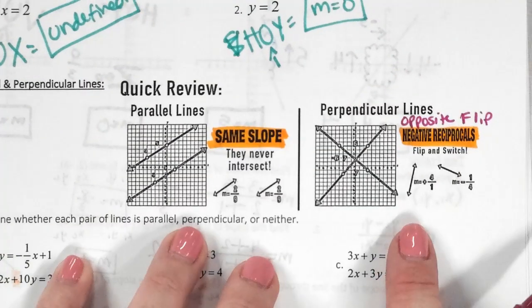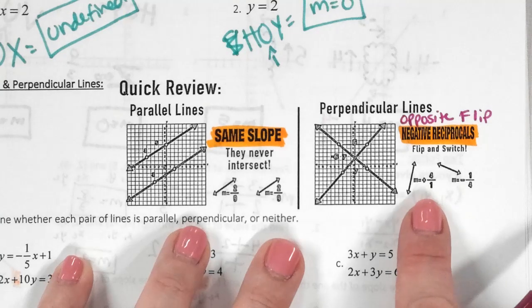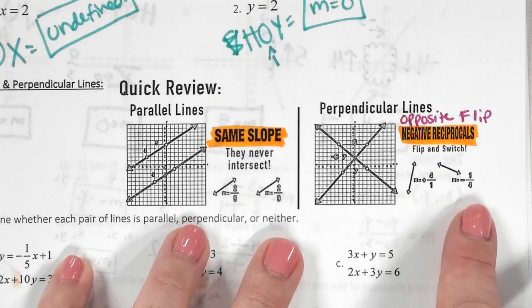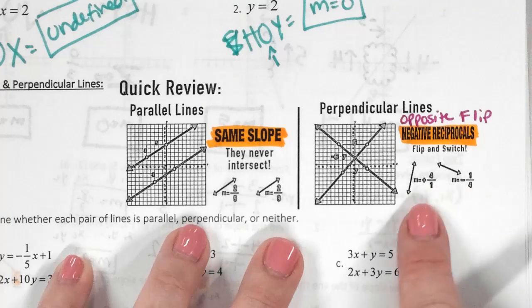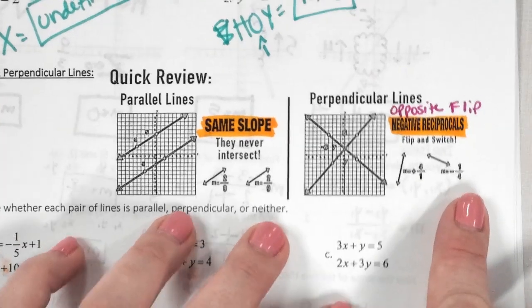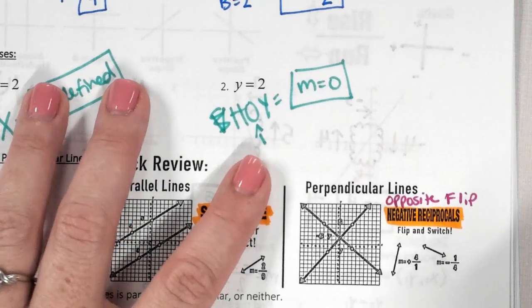So if you look, I have a positive 4 over 1. What's the opposite of positive? Negative, and then it flipped, went to 1/4. So these are opposite reciprocals. So I'm going to give you examples of some that are and some that are not.